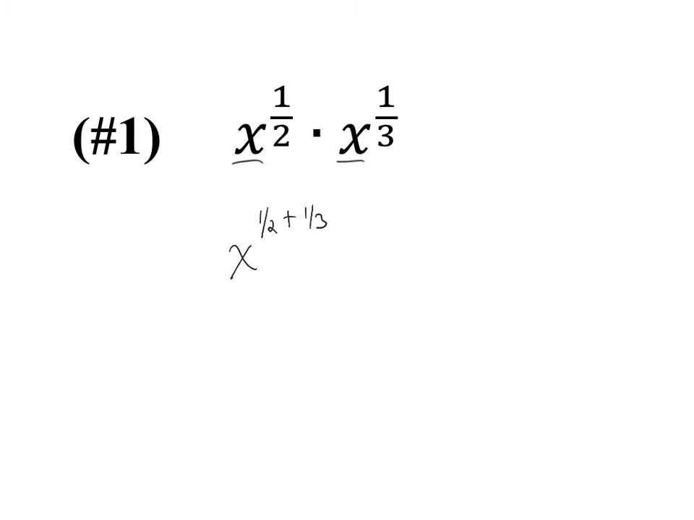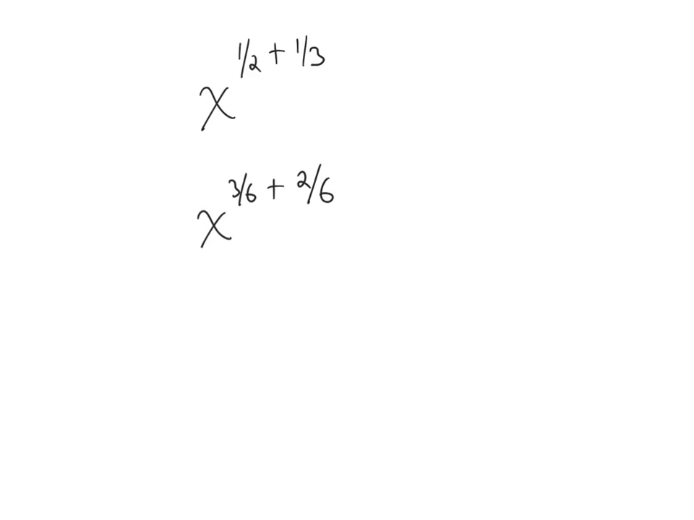If we're adding fractions with different denominators, we need a common denominator. What's the common denominator between 2 and 3? Well, it's going to be 6. We need to convert 1/2 to sixths, which is going to be 3/6, and 1/3 converted to sixths. 3 times 2 is 6, so 2 times 1 is also what we're going to do there. So we have 3/6 plus 2/6. And what's 3 plus 2 going to be? 3 plus 2 equals 5. So we have x to the 5/6.